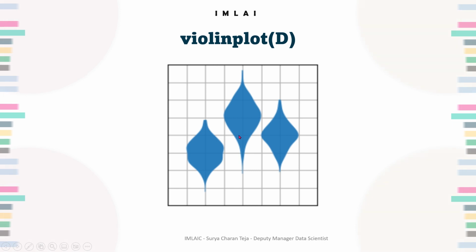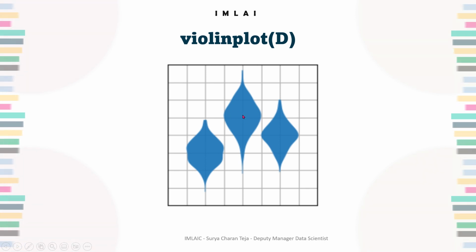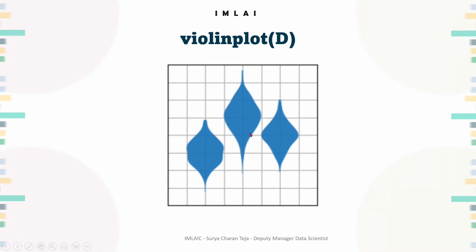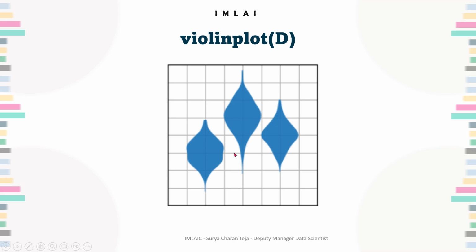Wider sections of the violin plot represent a higher probability. You see that this portion at the center is the wider section, and this represents a higher probability that members of the population will take on the given value. The skinnier sections represent a lower probability. So enough of the theoretical. Let's look into one example, or some examples, whatever way you can call it.